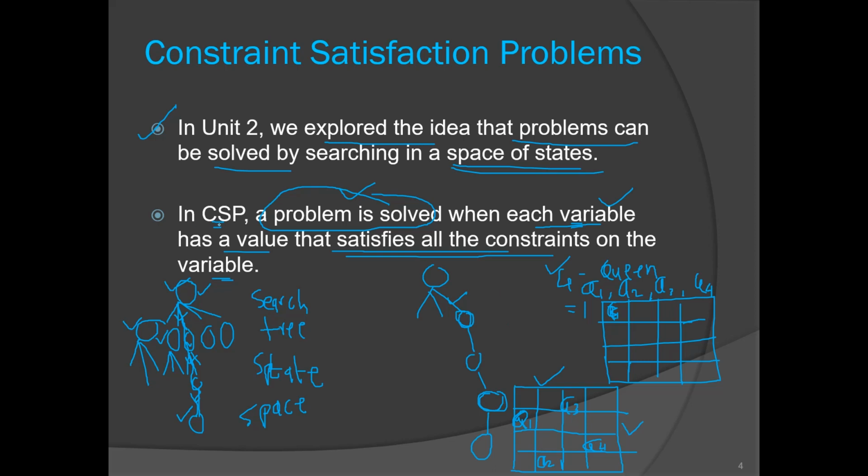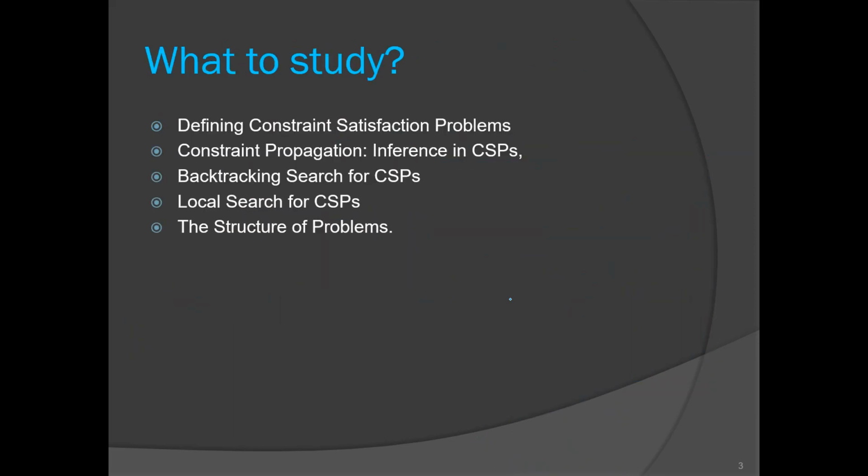So in CSP, what happens? We assign values to variables, and if all the variables satisfy all the constraints, then we can say that the problem is solved. So this is how these two problems are different. Now we'll see the definition of CSP.